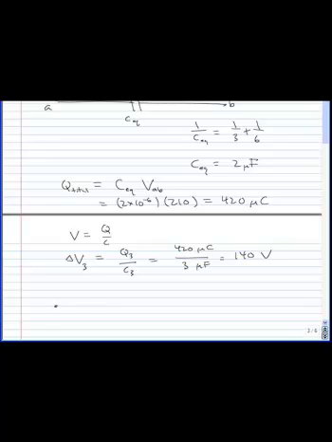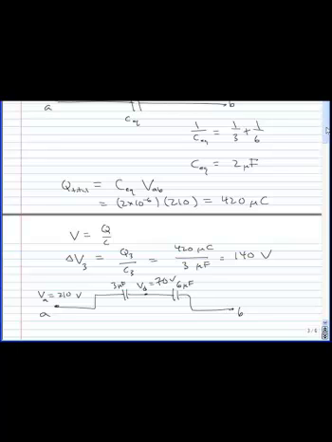So if I'm starting at point A, and this is 210 volts, and I go through that 3 microfarad capacitor, I've dropped by 140 volts, so I'm now at 70 volts. This is a 3 microfarad capacitor. This is a 6 microfarad capacitor. If I drop through my 6 microfarad capacitor, I should be at 0 volts.